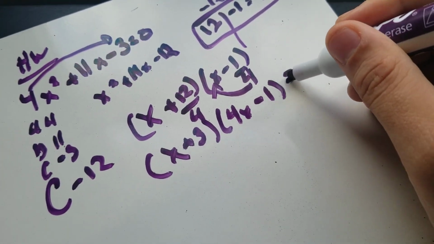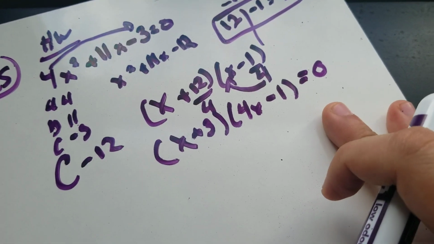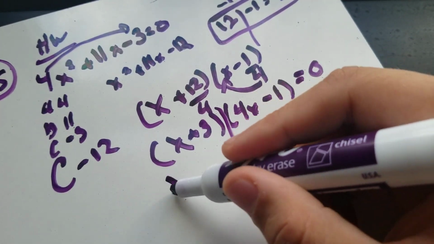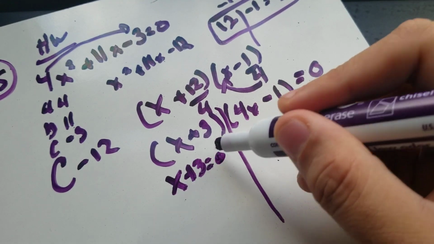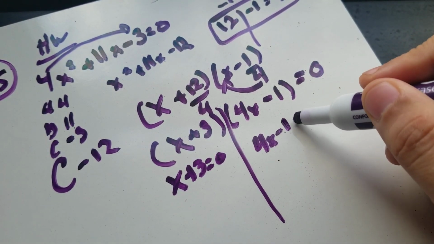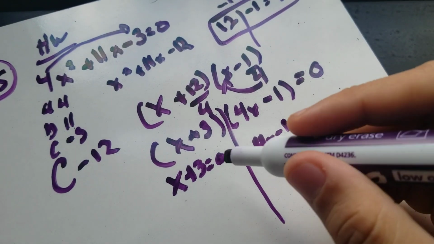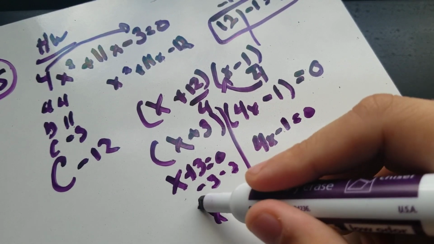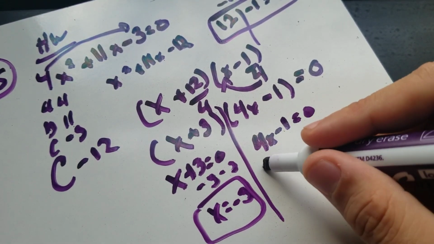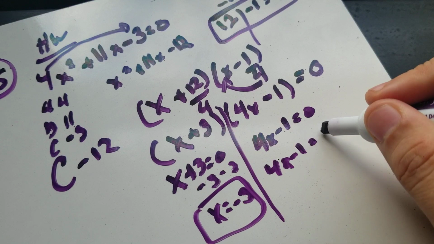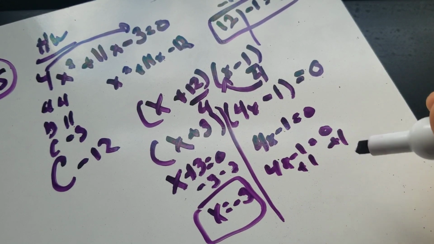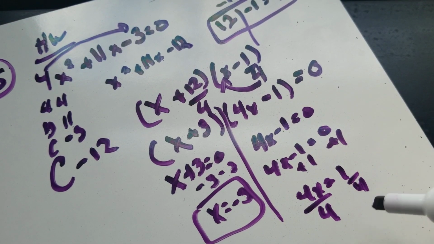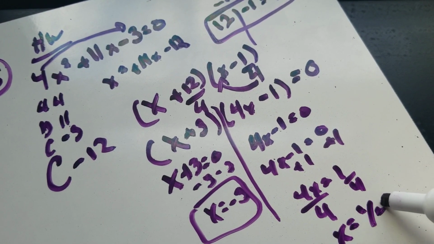This is where the equals 0 pops his head up. Now we're going to set each one separately equal to 0. So x plus 3 equals 0, and 4x minus 1 equals 0. Minus 3, x equals negative 3. And 4x minus 1 equals 0, plus 1, 4x equals 1, divided by 4, x equals 1/4.